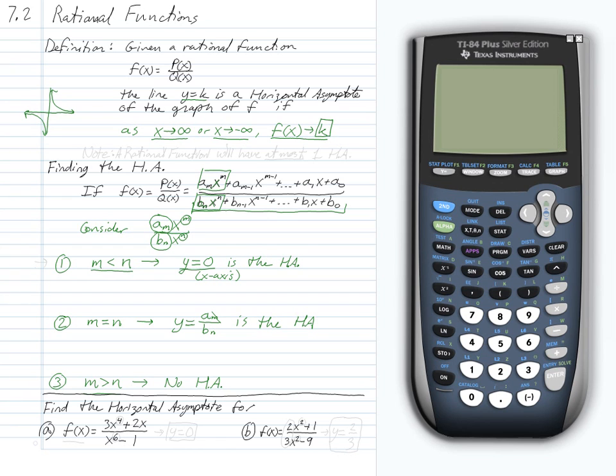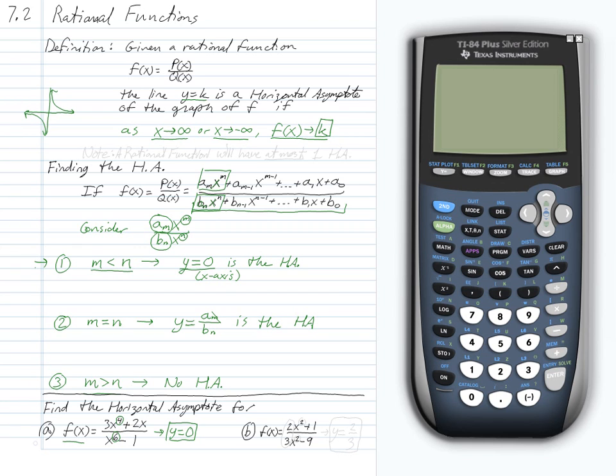We want to find the horizontal asymptote for each of these functions. We'll start with f of x equals 3x to the 4th plus 2x, all over x to the 6th minus 1. So all I need to do is look at these powers, the 4th power and the 6th power. The power of the numerator is less than the power of the denominator, and so I would say that y equals 0 is our horizontal asymptote. Easy as that.